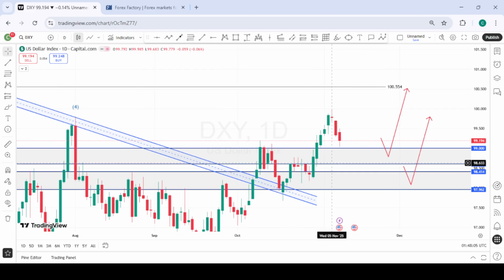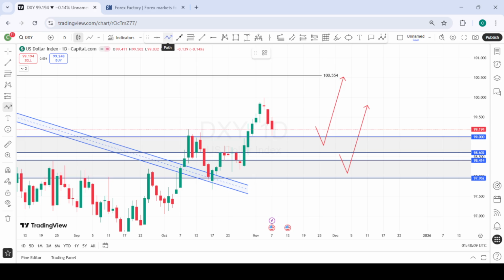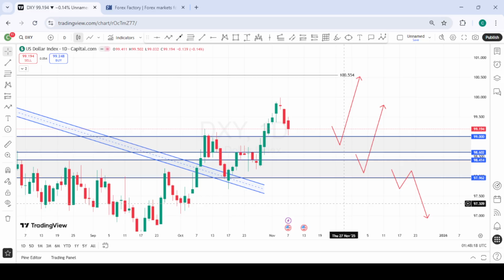So we are still very bullish on DXY. This can only be considered bearish if price violates this zone, gives us a pullback, and then takes us to the downside. Until then, we are very bullish on DXY.